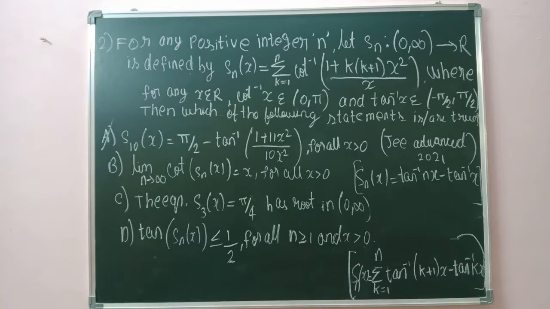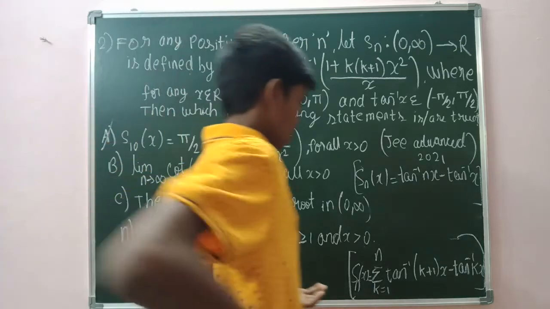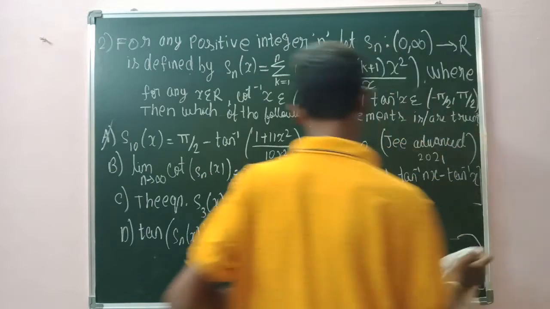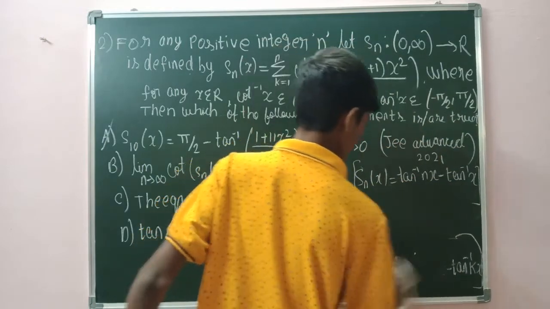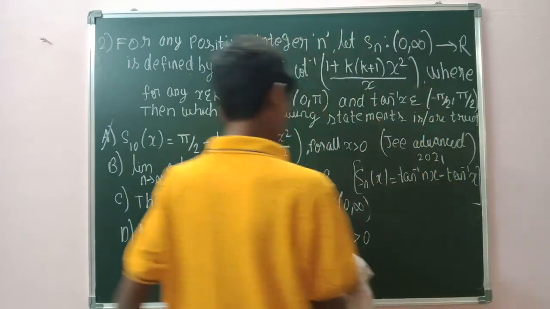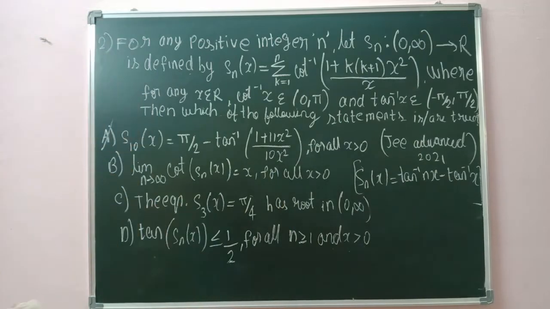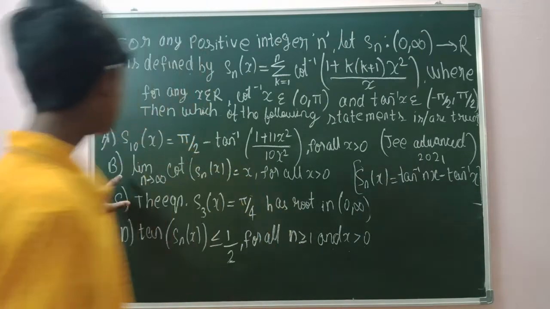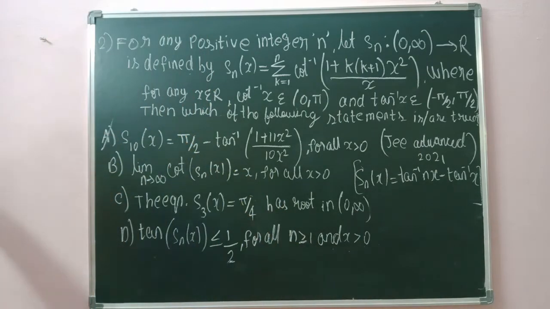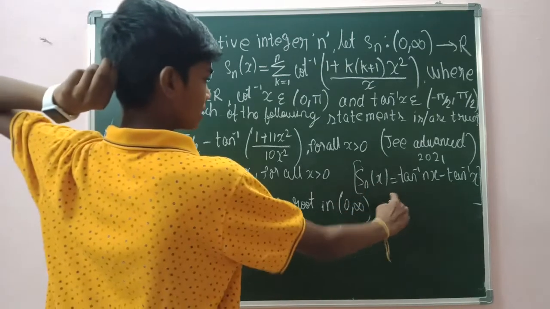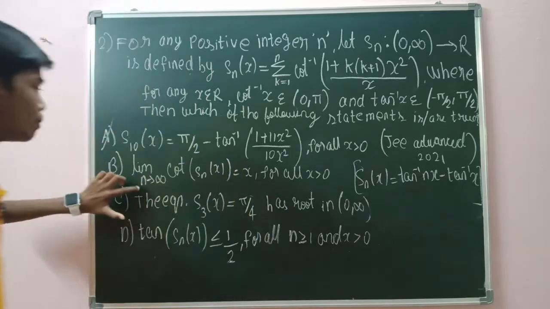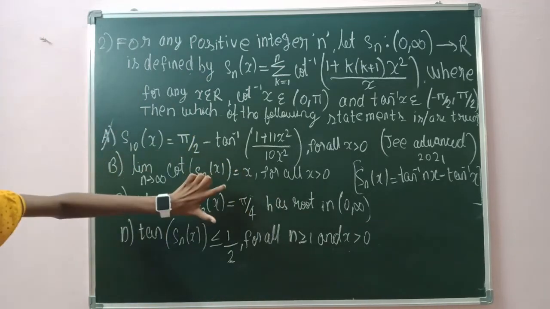Okay, so I think what I am doing is correct now. I hope you guys can understand everything. So let me rub this up, because we found out the value of Sn of x. So now the second option is given as limit of n tends to infinity cot of Sn of x. So now people, we know this is your Sn of x.